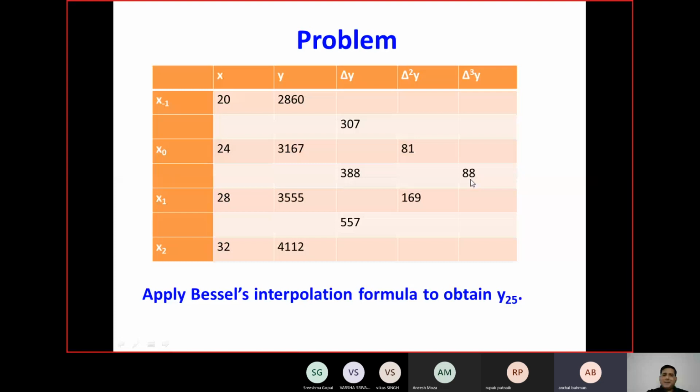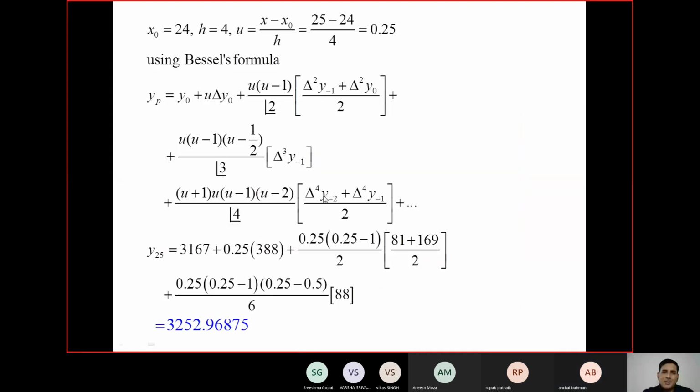It's this one. Yeah, so minus, and from where would you read these values? Delta 4 y minus 2 and delta 4 y minus 1. From where will you get these values? From the table we built.